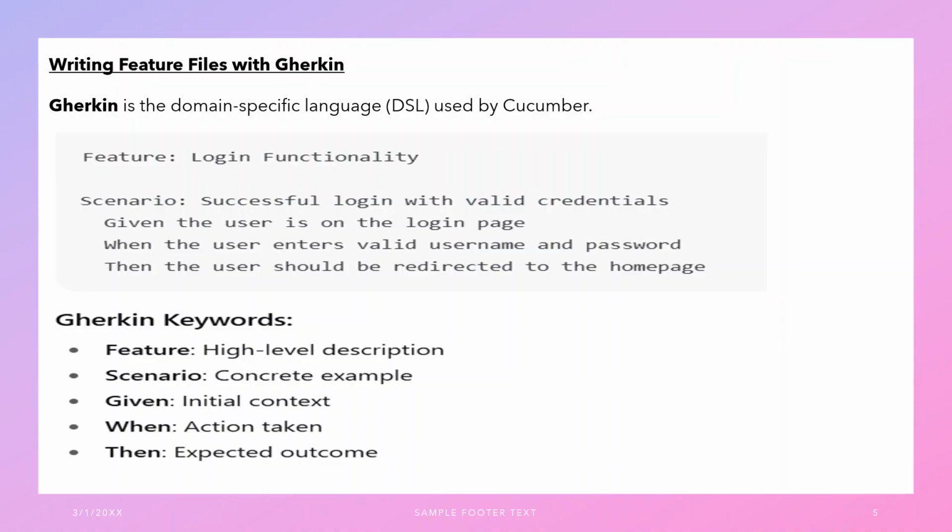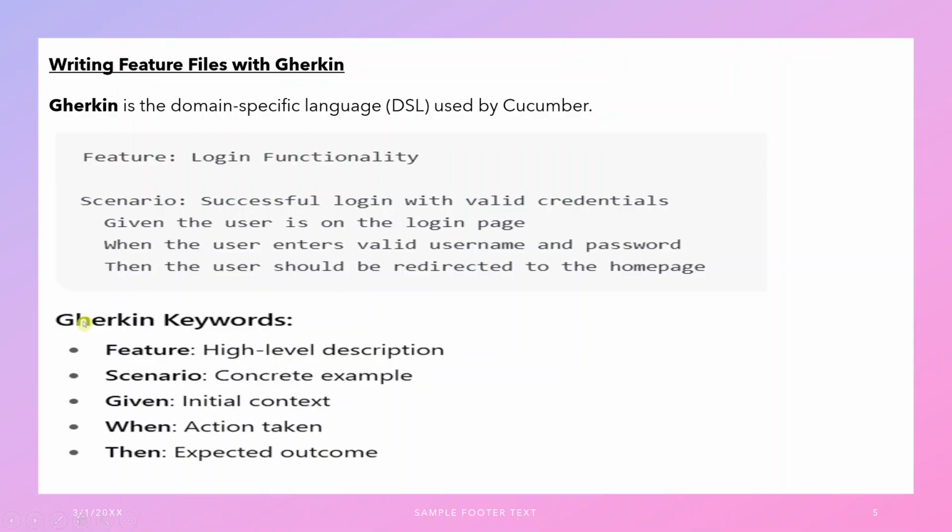If you see a small example here, the feature is login functionality. The scenario I am describing here is successful login with valid credentials. Here we have the steps: given the user is on the login page, when the user enters the valid username and password, and then the user should be redirected to the home page. This is a sample feature file. We have one scenario here.